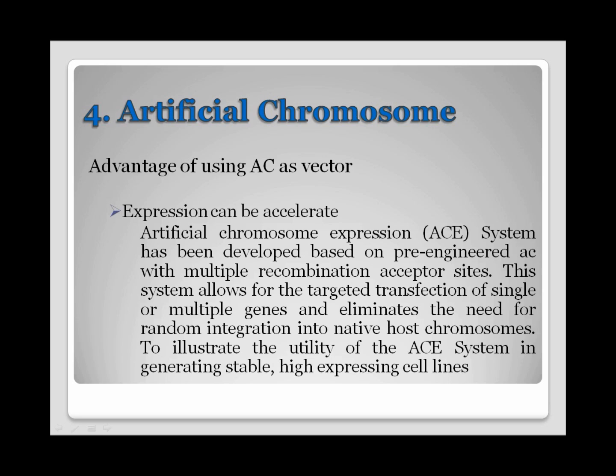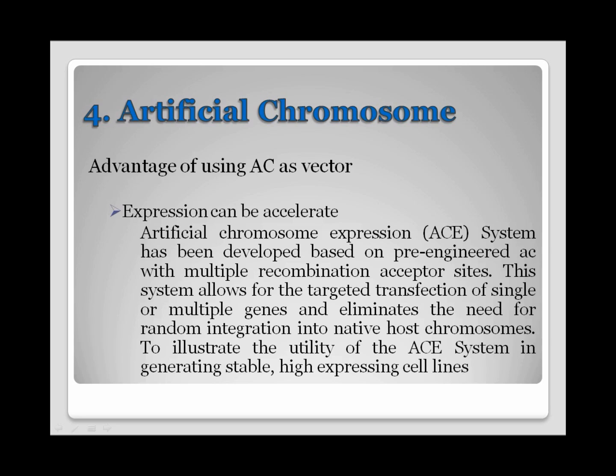There are advantages of using artificial chromosome as a vector instead of natural chromosome. First, the level of expression can be increased depending on the site of insertion. The artificial chromosome expression system was developed based on a pre-engineered AC with multiple recombinant acceptor sites. This system allows for the targeted transfection of single or multiple genes and eliminates the need for random integration into the host chromosome. And the ACE system generates stable and high expressing cell lines.